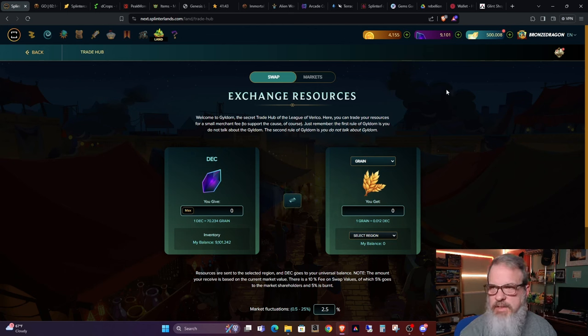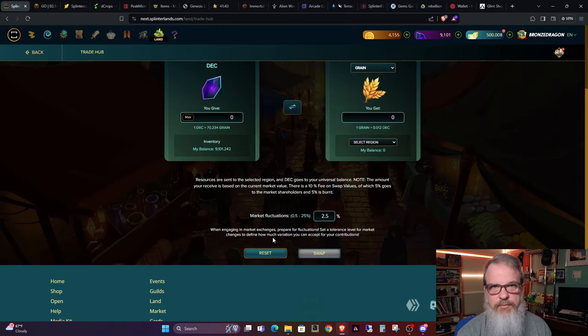Just get your DEC, have it available, come over here, and select the region that you want. I have 3 regions I'm available in because that's where my land is. Select the region that you want to send the grain to. And then you can either type the amount of grain you want or how much DEC you want to spend.